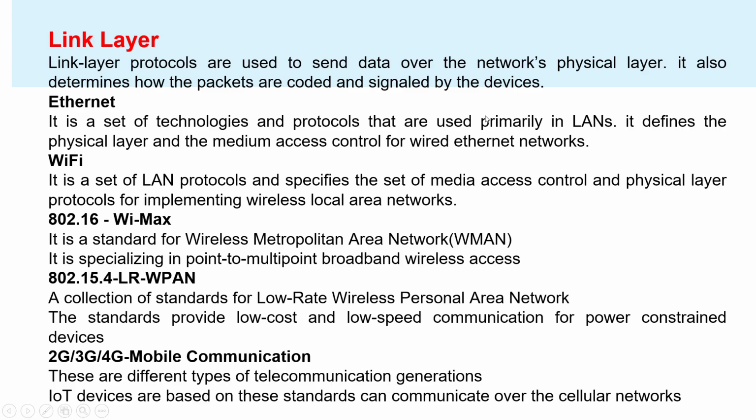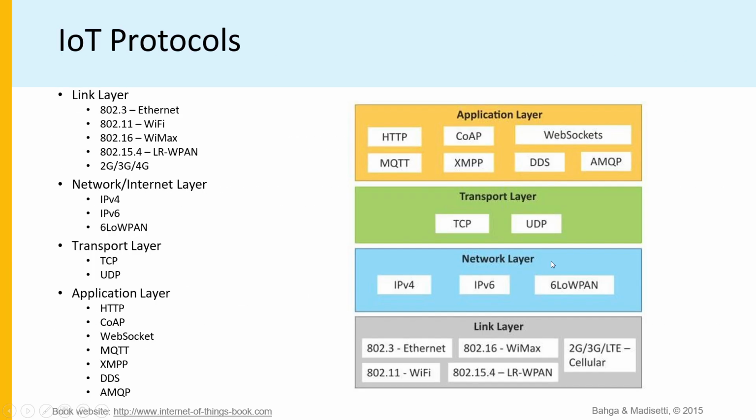For PAN, it will be within 2 kilometers to 5 kilometers range, I guess. Yes. Now next coming to 2G, 3G, 4G, it is completely related to mobile communication. This is the link layer. Then what is the next layer? Network layer. IPv4, IPv6, 6LoWPAN.